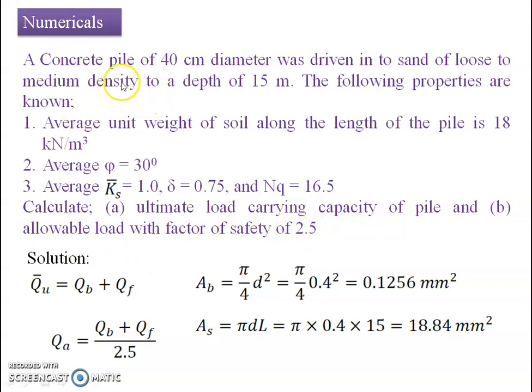Now let us first classify which type of soil is addressed here. He says a 40 centimeter diameter pile is driven in sand, meaning it is a cohesionless soil, sand of loose to medium density to a depth of 15 meter. The length of the pile is given as 15 meter. Since it is sand of loose to medium density, he has given the average unit weight, average phi value and average Ks value. Now we are supposed to find the ultimate load bearing capacity of the pile and the allowable load with a factor of safety of 2.5.